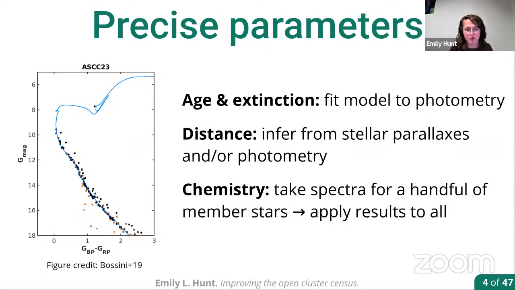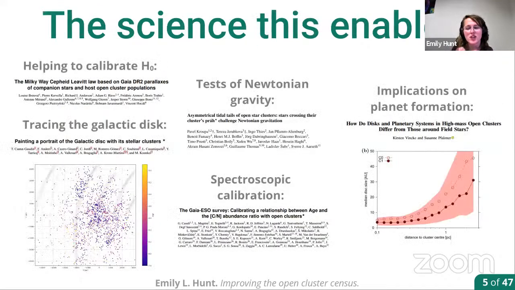It's these kinds of simple properties that make open clusters such a useful tool in so many areas of science. Just to give some examples from the last few years of what people have been doing with open clusters, it's all kinds of things: from helping to calibrate the Hubble constant, to studies of our own galaxy, unsurprisingly, even to testing Newtonian gravity, working with spectra and spectroscopic calibration, or even studying how open clusters might affect planet formation.